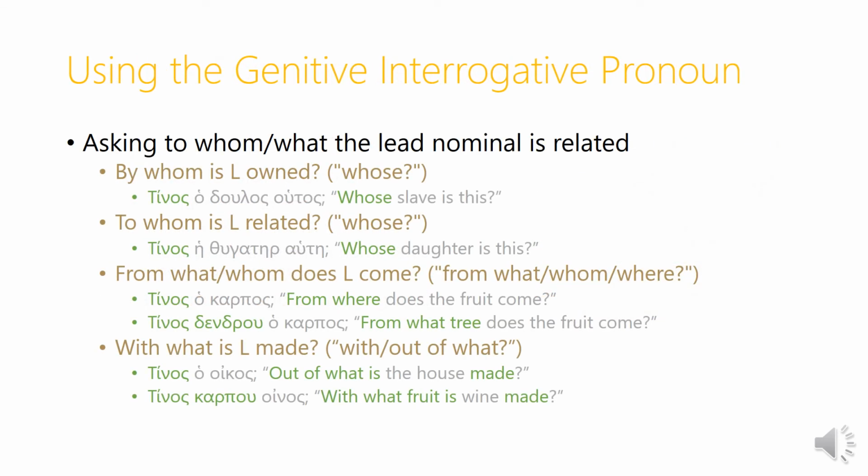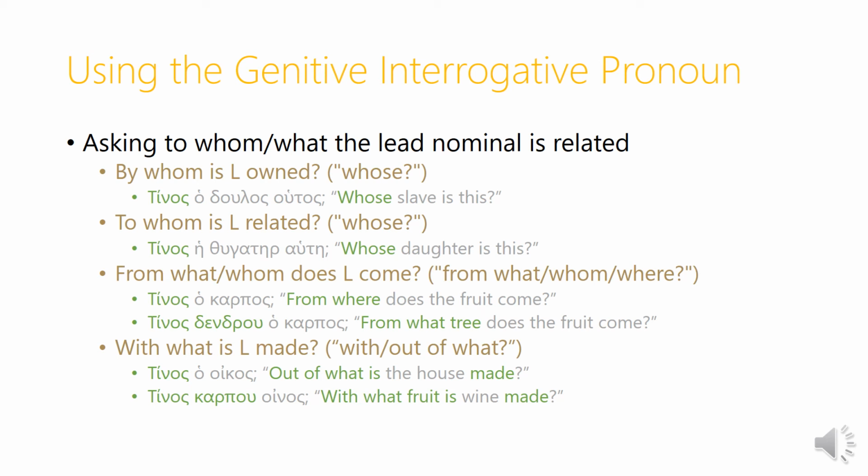The genitive interrogative pronoun takes a little bit of time to get used to using. What we're doing when we use it is asking to whom or what the lead nominal is related. So this might be asking, by whom is the lead nominal owned? Tinos hodoulos houtos. Whose slave is this? We might translate that. And tinos is asking whose.